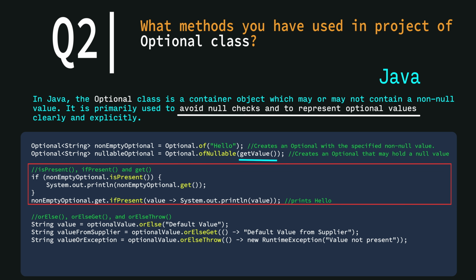With the Optional object, we have three methods, that is isPresent, ifPresent and get. Using the isPresent method, we can check there is no null in the object and we can access the values in that object. Also, we can use the get method along with ifPresent to access the object and use it to print the value.